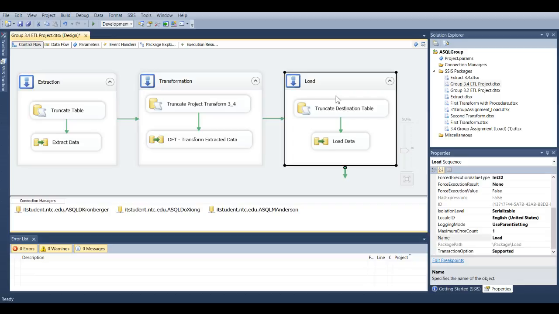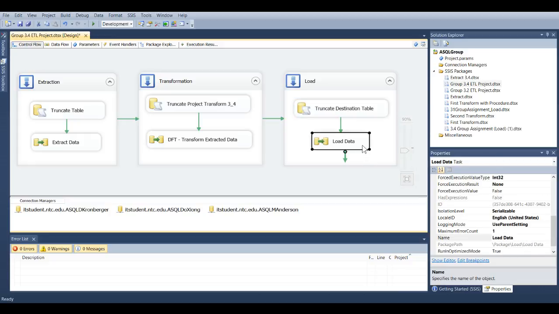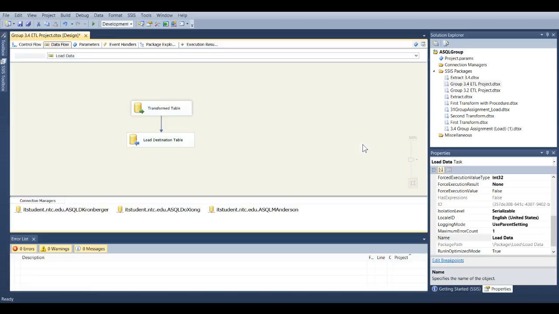And lastly, the load container. This process was handled by Matthias. First, similar to the other containers, the table in his database is truncated of any pre-existing data. The next step then involves loading the transformed data from my database and inserting it into a table in his database, as shown here.